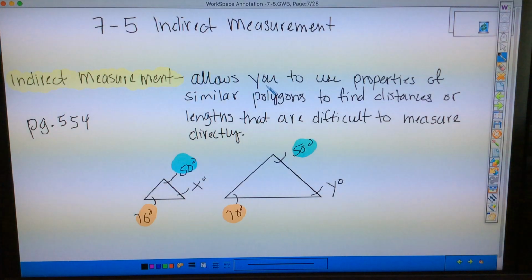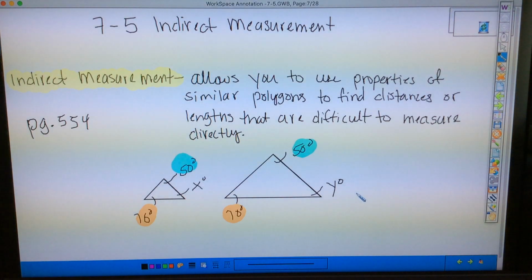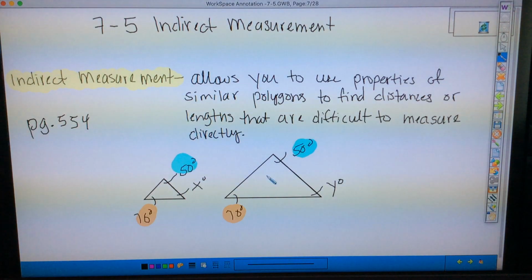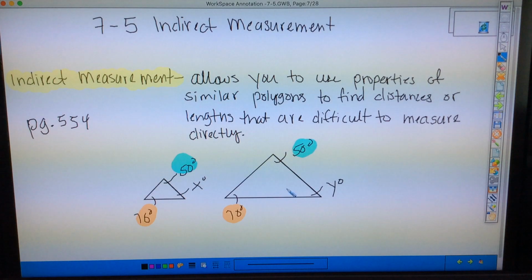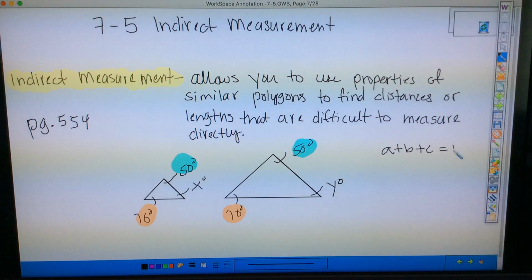Indirect measurement allows you to use properties of similar polygons to find distances or lengths that are difficult to measure directly. One of the ways you're going to use indirect measurement is through similar triangles. As you recall, all three angles of a triangle have to add up to 180 degrees, right? We call that the triangle sum theorem. A plus B plus C equals 180.